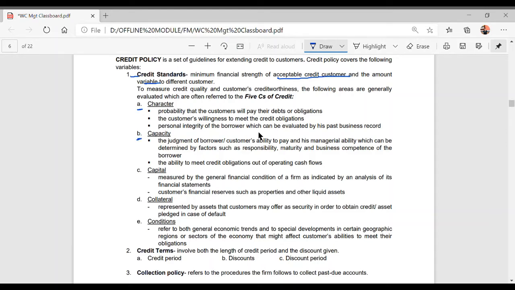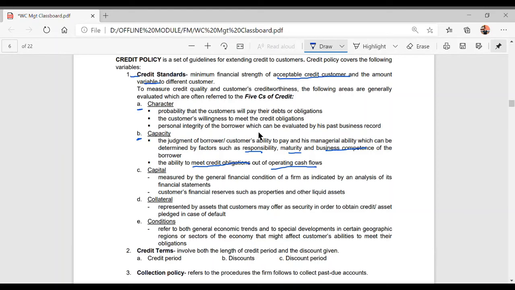That's the judgment of the borrower or customer's ability to pay and his managerial ability, which can be determined by factors such as responsibility, maturity, and business competence of the borrower. It is also known as the ability to meet the credit obligations out of the operating cash flows. So, ani nimo makita kung kaya bang mubayad sa imuhang borrower.